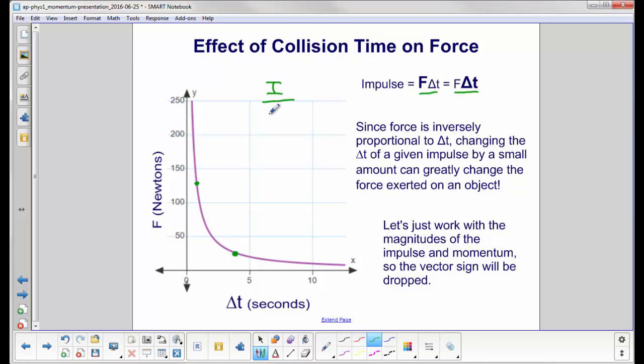Another way to look at that is we have impulse divided by delta t equals the force applied. So you can see as delta t gets smaller, F gets a lot bigger. Now we're just going to work with the magnitudes of the impulse and momentum going forward, so we're going to leave the vector sign out for now. The bold here is to show that if delta t is small, F is large. If delta t is large, F is small.